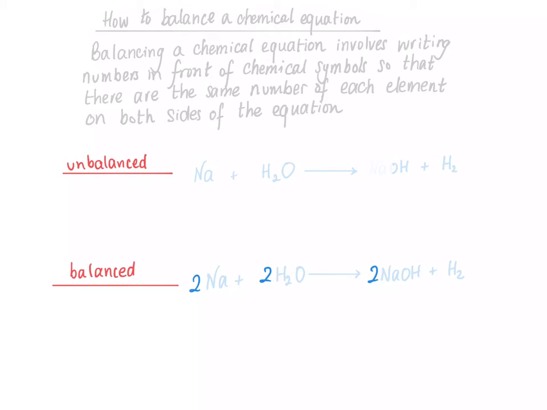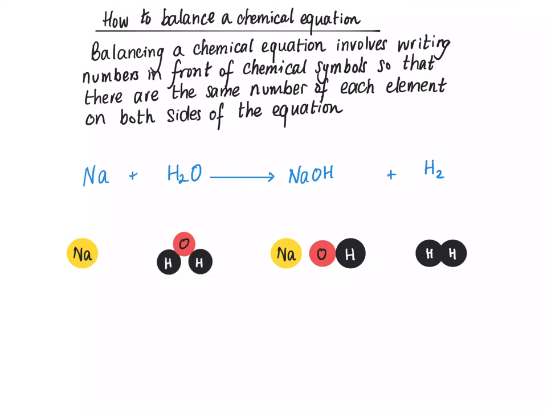The difference between the unbalanced and the balanced equation is just that we've gone through and written these numbers 2 before the things on this side and the sodium hydroxide on this side, so that they have the same number of hydrogens, sodiums and oxygens on both sides of the equation.